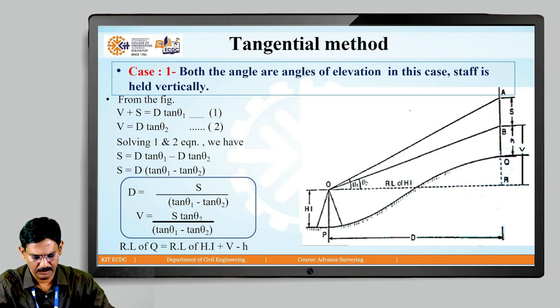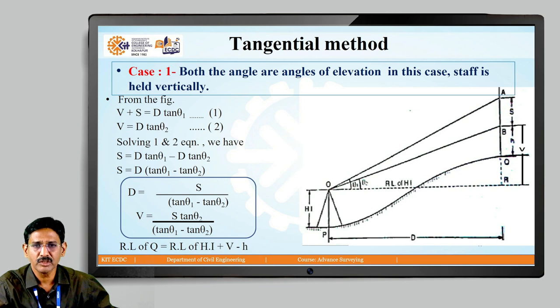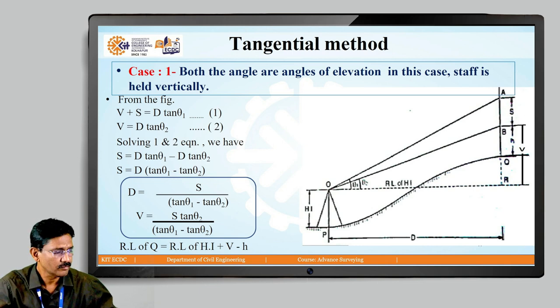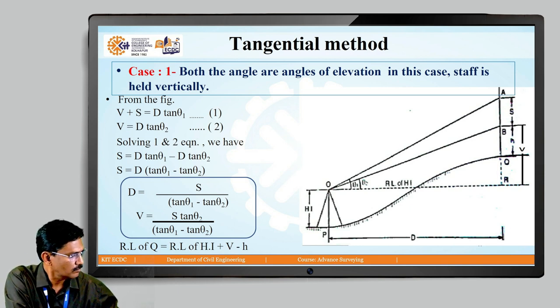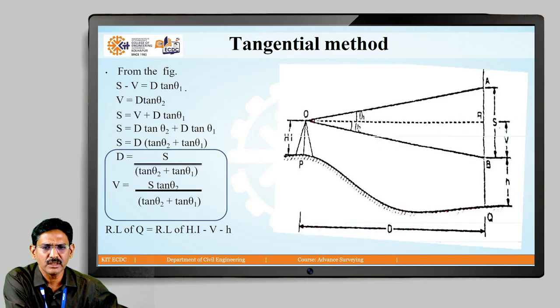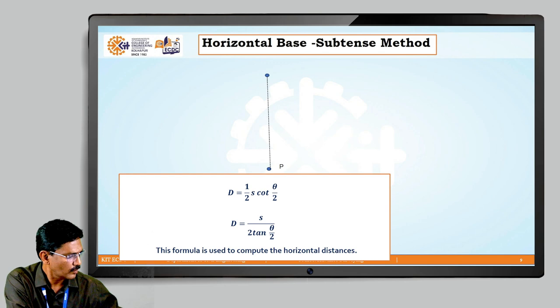Okay. So, when we move on to the next equation, you will understand that we move to the second case here. Okay. So, when I move to the second case, just let me see what is happening. Okay. Move to the second case. Yeah.